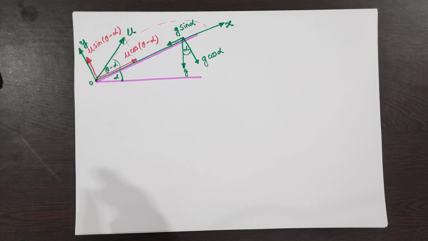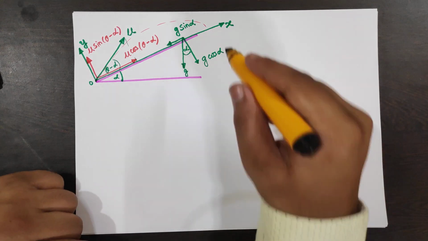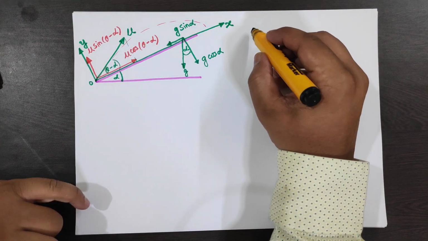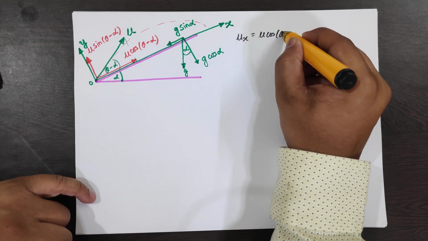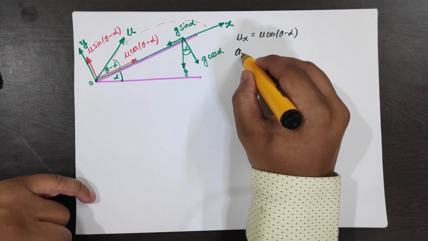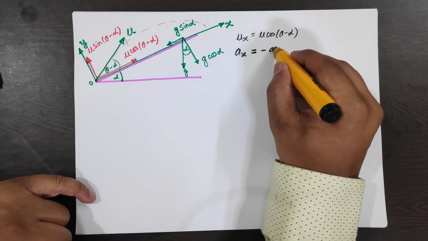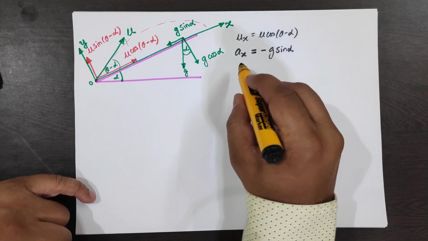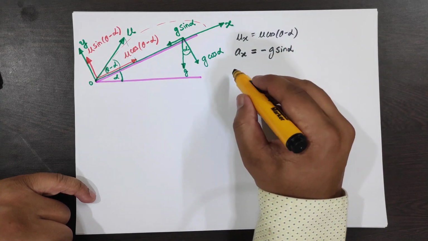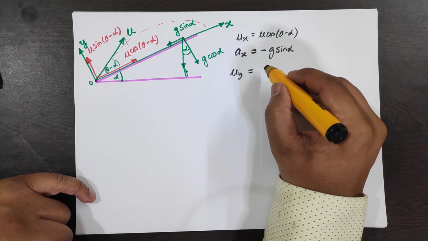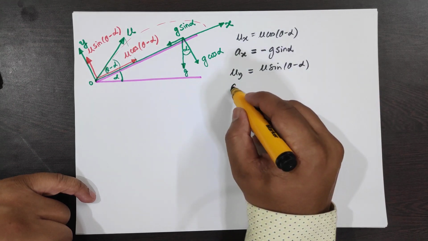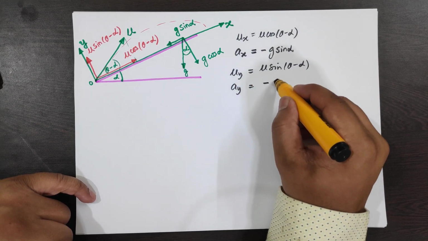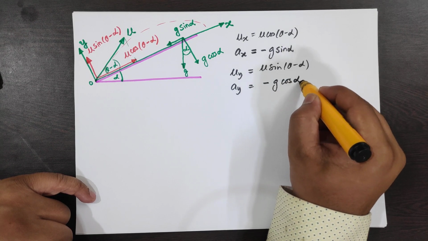Now the equations will be like this. As per this x axis and y axis, ux will be equal to u cos of theta minus alpha, and ax is not 0, ax is equal to minus g sin alpha. For the y axis, uy is equal to u sin of theta minus alpha, and ay is equal to minus g cos alpha.